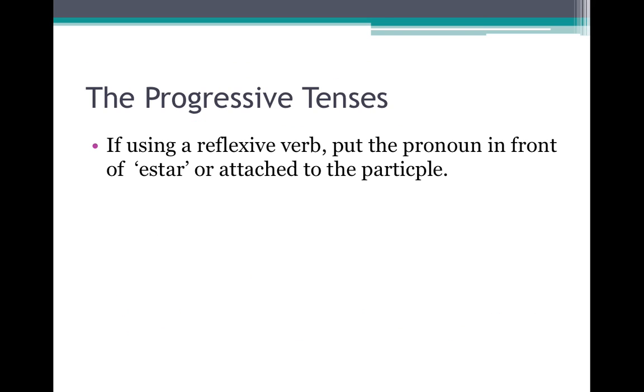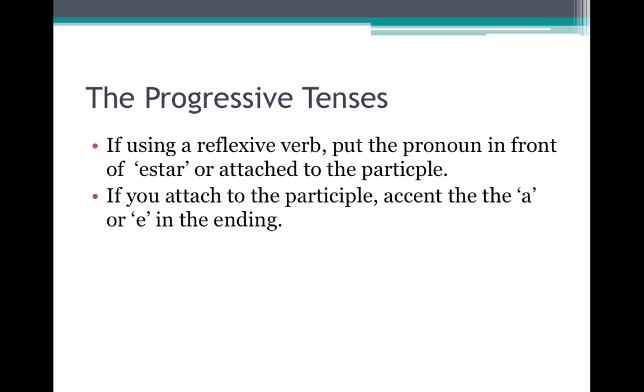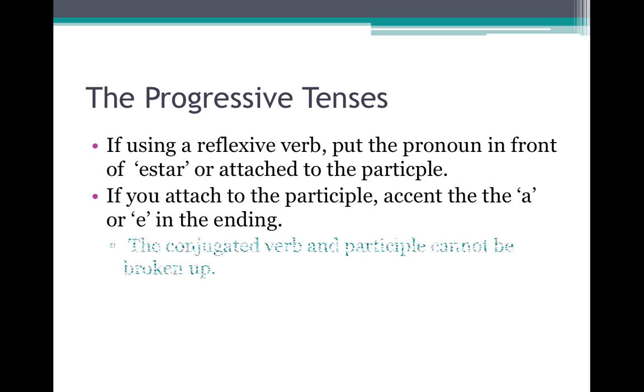We also, sometimes we have reflexive verbs. So if we have a reflexive verb, we're going to put that pronoun. What's a pronoun when it comes to a reflexive verb? Me, te, se, nos, se. We're going to put those in front of the verb estar, or you attach it to the participle. What's the participle? The ando or iendo verb. Yep. If you attach it to the participle, you have to add an accent. And it looks like this.